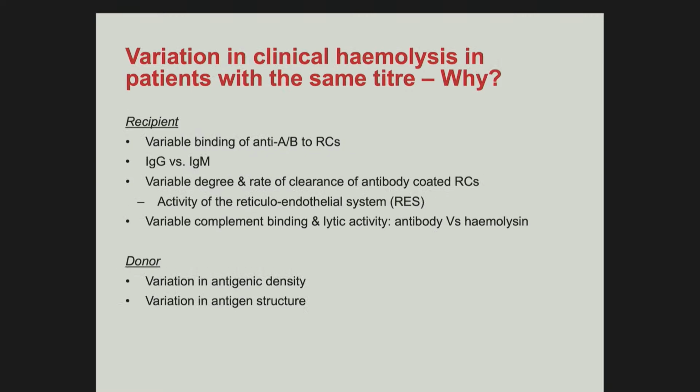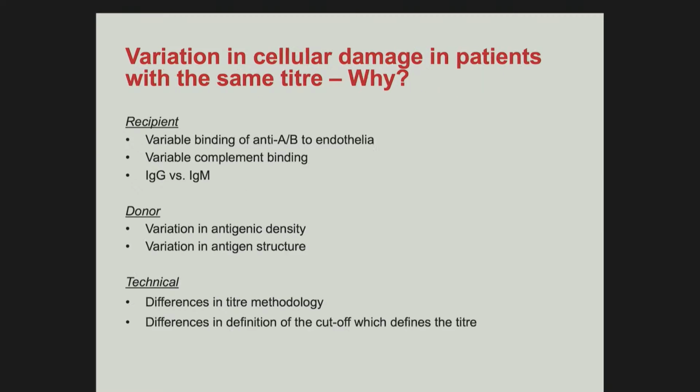So what about the variation in clinical hemolysis in patients with the same titer? Why? Let's look at the recipient. ABO antibodies have variable binding. You may have a higher level of IgG than IgM. The degree and rate of clearance by the reticuloendothelial system, and the variability of binding and activating complement. Then if we look at the donor, the variability of antigen density, structure of the antigen on the tissue as well. So taking all those together, it will influence risk of damage.